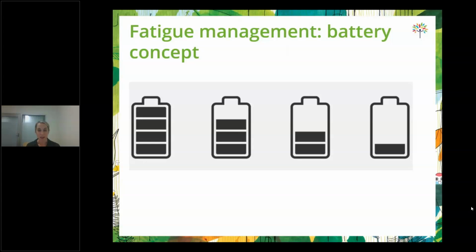And I guess the boom-bust cycle and this battery concept are a little bit of the base that we use to then inform the other strategies that we apply, and we'll talk about a lot more throughout the presentation. So it's really the next strategies are focused on trying to save or maximise that battery so that it can last the whole day and they're able to do the activities they want and need to do.